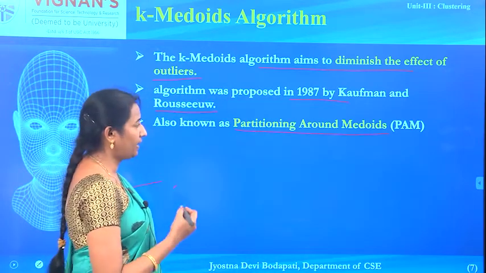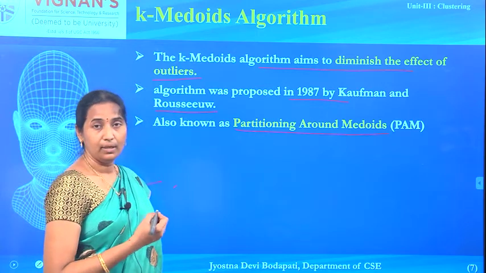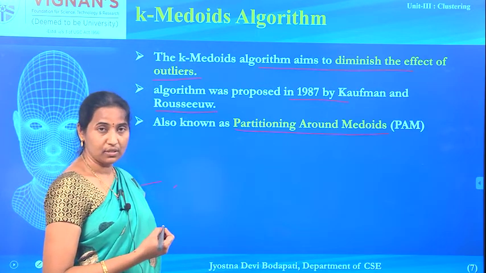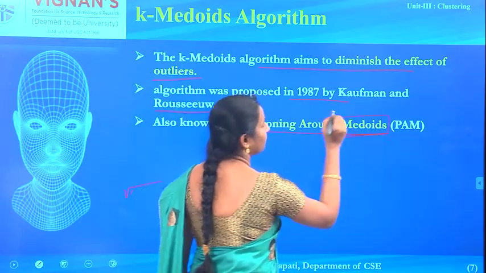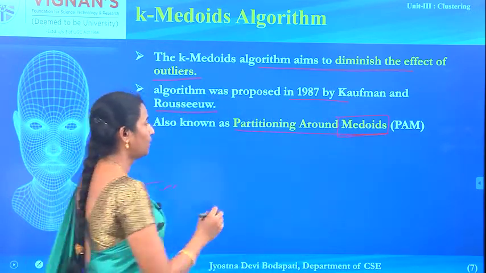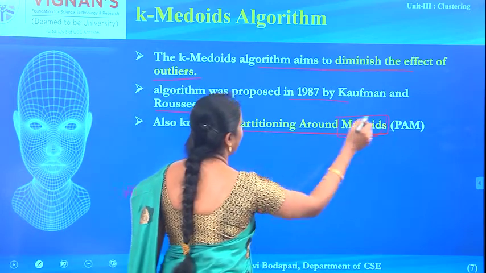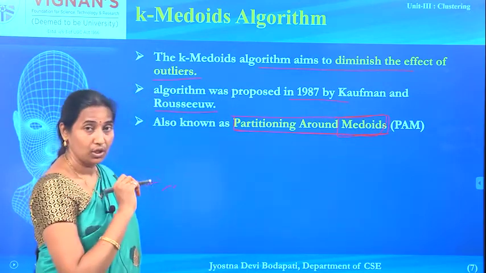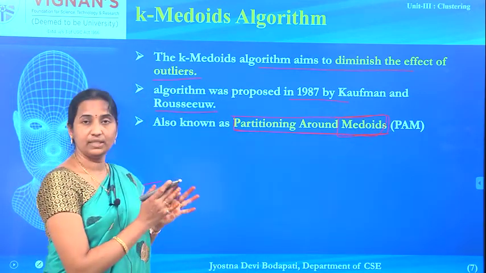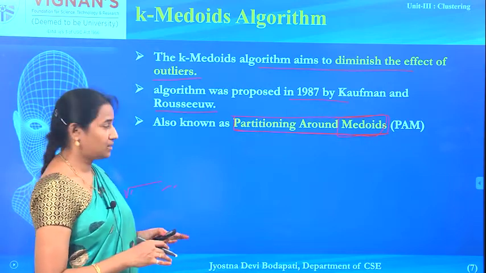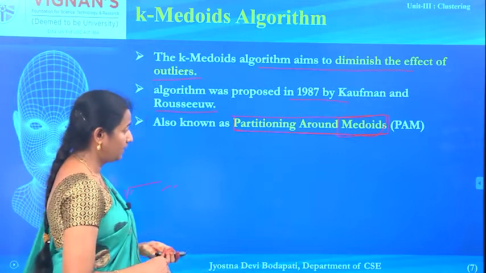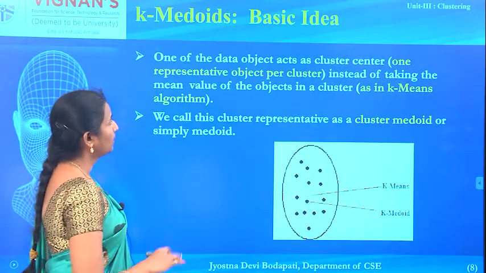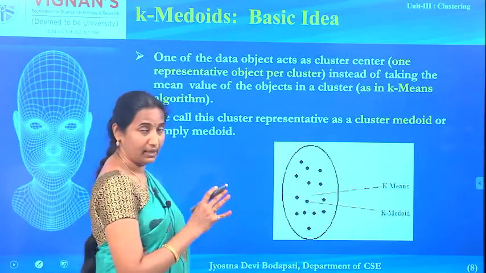Instead of considering the mean or the center as the cluster center, we use what we call a Medoid. So that's how the algorithm is known as partitioning around Medoids. We are basically partitioning the data around the Medoids. That's how it's named partitioning around Medoids. Let's see how the algorithm works. So this is the basic principle of the K-means clustering.